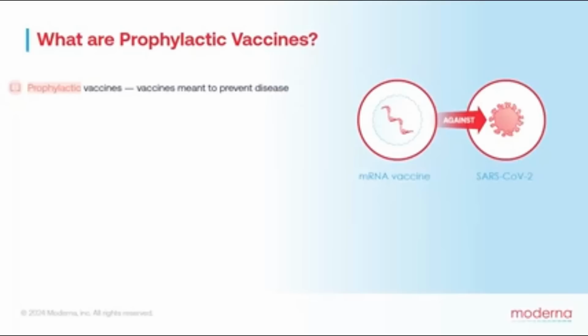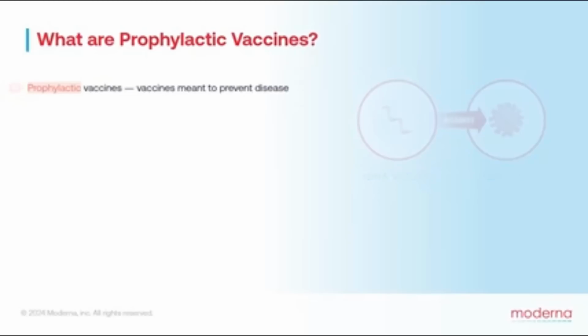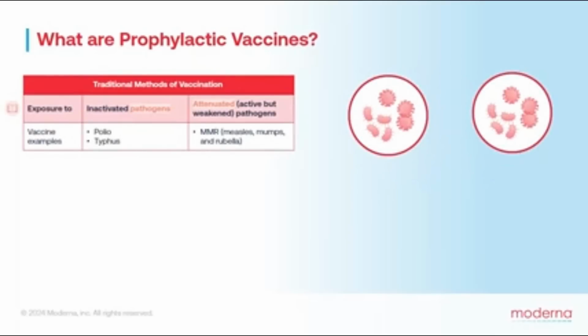We'll start here because the very first mRNA medicines to be approved and widely administered were the mRNA vaccines against SARS-CoV-2. Until very recently, the traditional method of vaccination was to expose the recipient to a small amount of a pathogen that's been inactivated, or an active but weakened, that is, attenuated pathogen. Pathogens may be viruses or bacteria. The polio and typhus vaccines are good examples of inactivated pathogen vaccines, while the MMR vaccine, measles, mumps, and rubella, is an example of an attenuated pathogen vaccine.